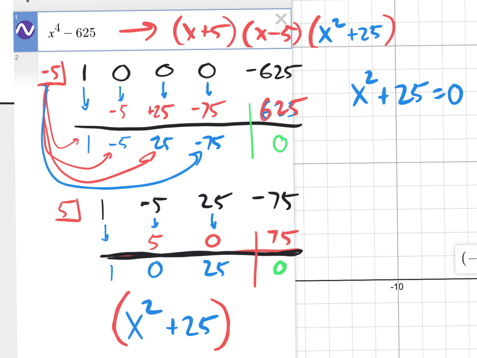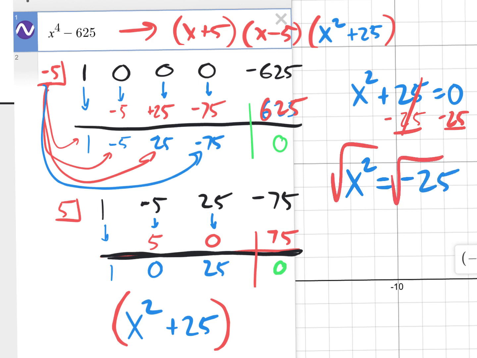Because there is no bx, you don't have to do the quadratic formula. You could just get x squared by itself. So you could subtract 25, and you will have x squared equals negative 25. And you could get rid of the square by applying a square root, and that'll give you x equals, and when you apply a square root, you get a plus or minus in front of your answer, and the square root of negative 25 is actually 5i.